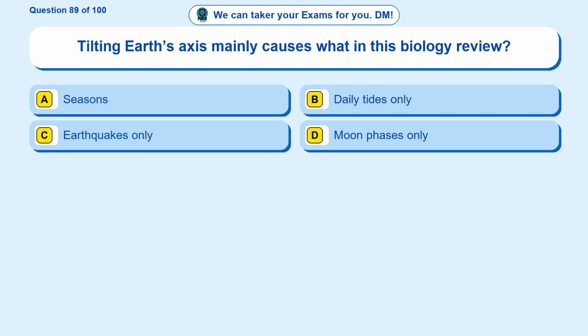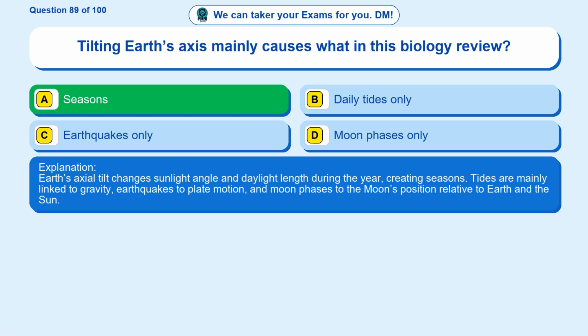Question 89. Tilting Earth's axis mainly causes what in this biology review? Option A, seasons. Option B, daily tides only. Option C, earthquakes only. Option D, moon phases only. The correct answer is option A. Seasons. Earth's axial tilt changes sunlight angle and daylight length during the year, creating seasons. Tides are mainly linked to gravity, earthquakes to plate motion, and moon phases to the moon's position relative to Earth and the Sun.